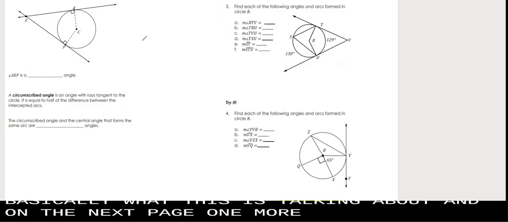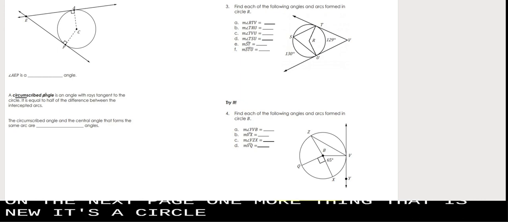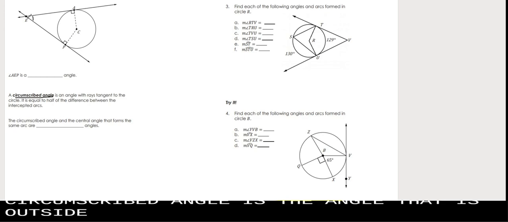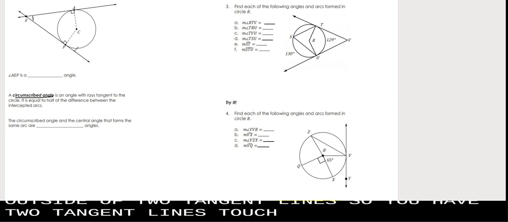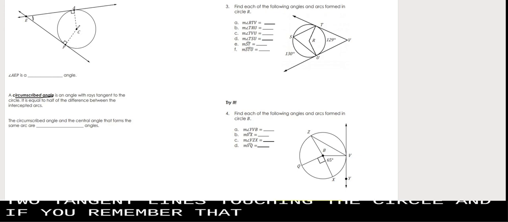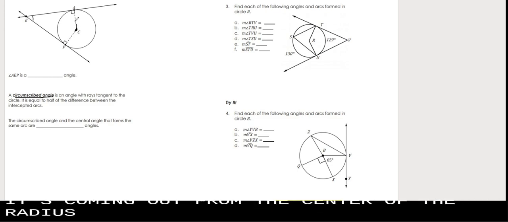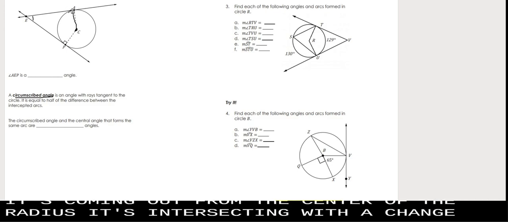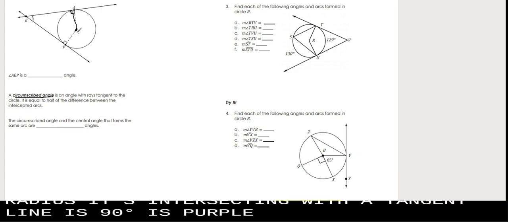On the next page, one more thing that is new: a circumscribed angle. A circumscribed angle is the angle that is outside of two tangent lines. So you have two tangent lines touching the circle. And if you remember, when a radius coming out from the center intersects with a tangent line, it's 90 degrees, it's perpendicular. So a radius and a tangent are perpendicular.